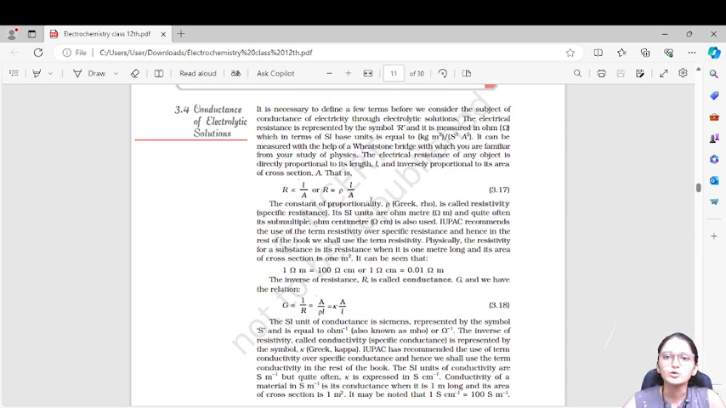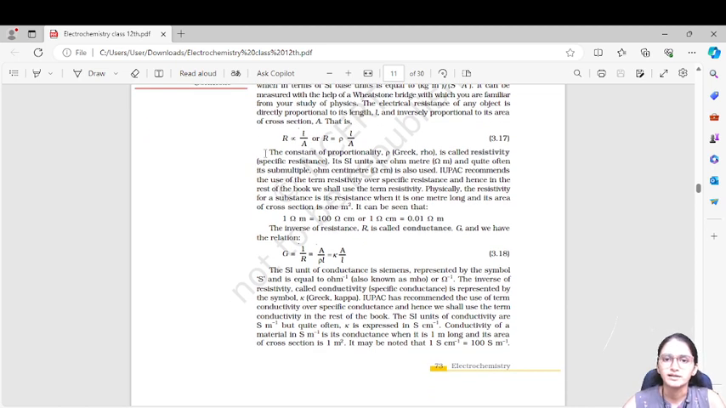So here there are two main terms, that is conductance and resistance. As we know, the resistance formula is R equals rho L by A, or we can say that resistance is directly proportional to length by area. When you remove the proportionality sign, we get R equals rho L by A. Now what is this rho called? Rho is called resistivity, which is a constant, also called specific resistance, and its unit is ohm meter or ohm centimeter.